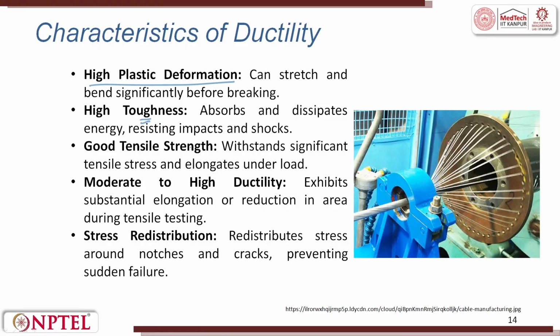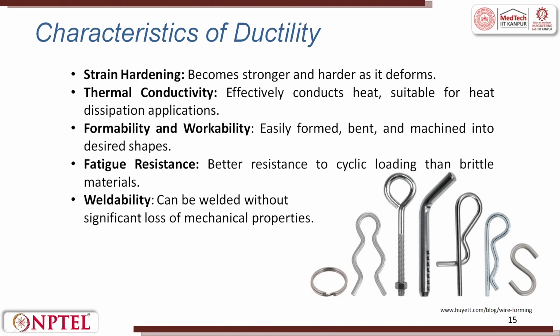Good tensile strength: it withstands significant tensile stress and elongates under load. Moderate to very high ductility is there. It exhibits substantial elongation and reduction, and redistributes stress around the notch and crack, which prevents sudden failure. So these are some of the examples you see here.